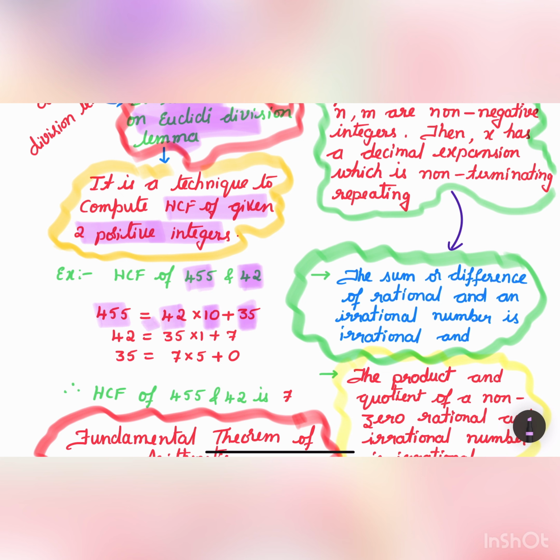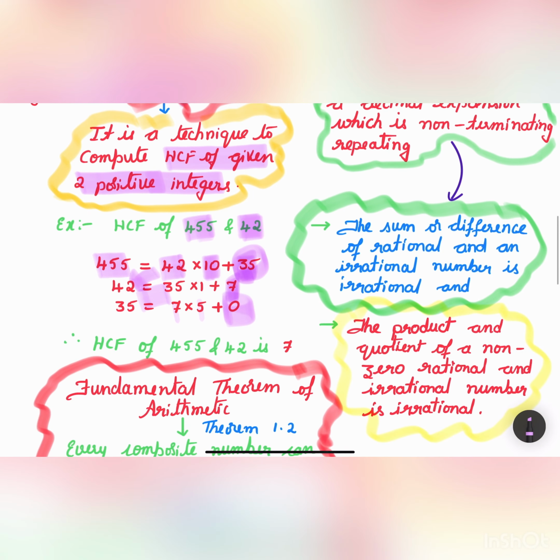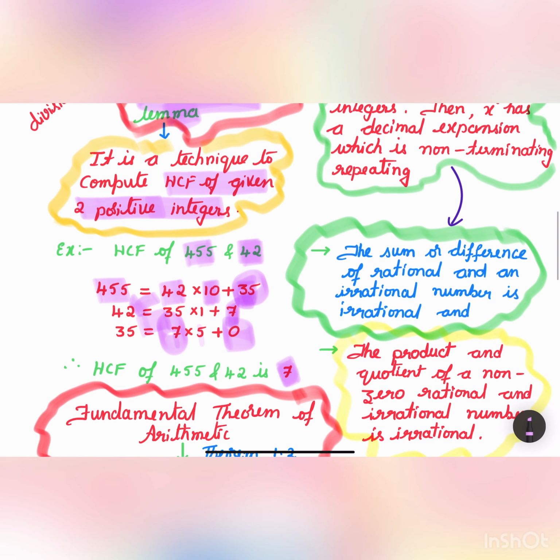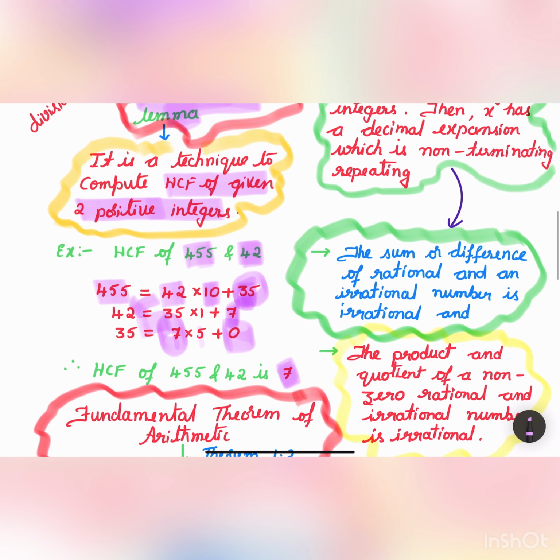Now this 42 has to be divided by the remainder 35. So 35 ones are 35 and the remainder is 7. And next, dividing this 35 by 7, 7 5s are 35 and the remainder is 0. Therefore, the HCF of 455 and 42 is nothing but 7. So this is about the HCF, and with Euclid's division lemma, we can find out the HCF.